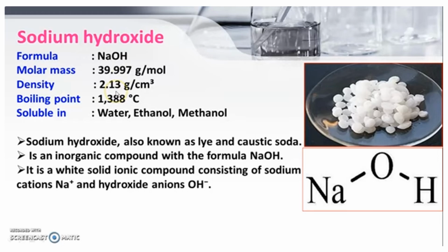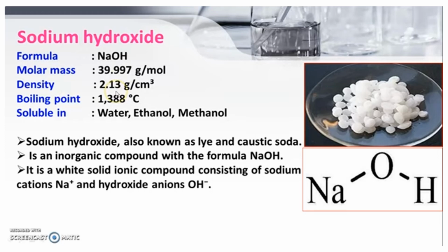The other important chemical here is sodium hydroxide. Sodium hydroxide has the molecular formula NaOH, with a molar mass of approximately 40 gram per mole, or 39.997 gram per mole. Its density is almost 2.13 gram per centimeter cube, and its boiling point is very high, around 1388 degrees Celsius. It dissolves easily in water, ethanol, or methanol because of its polar nature.